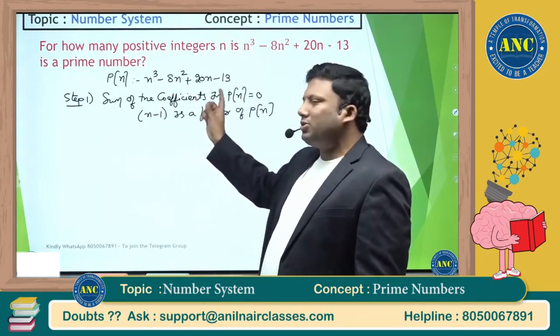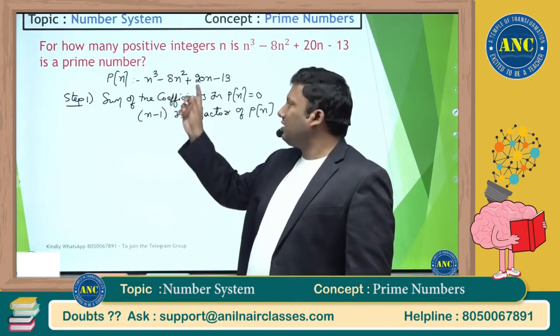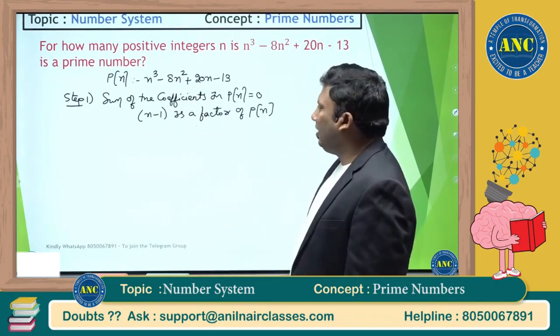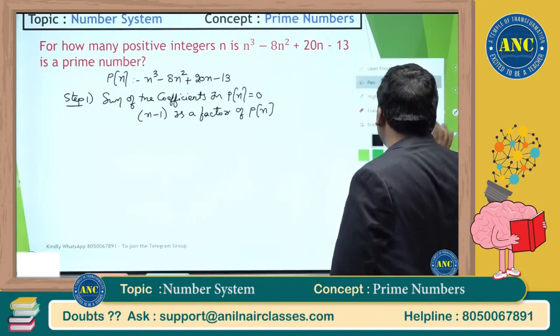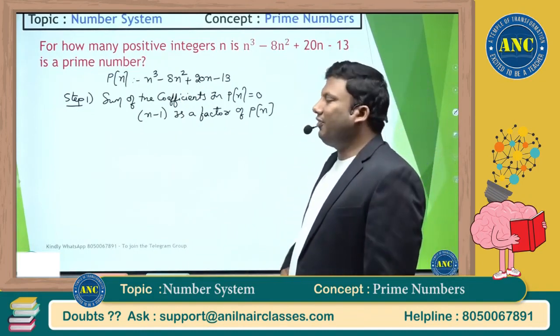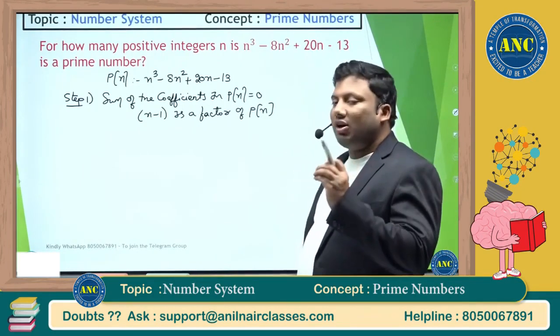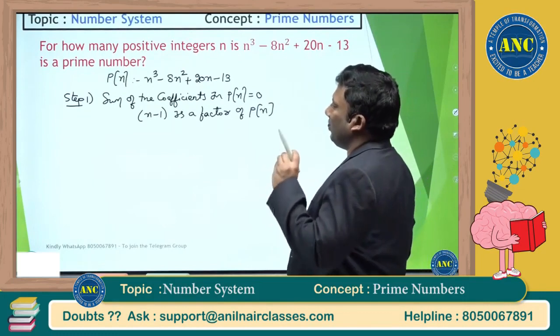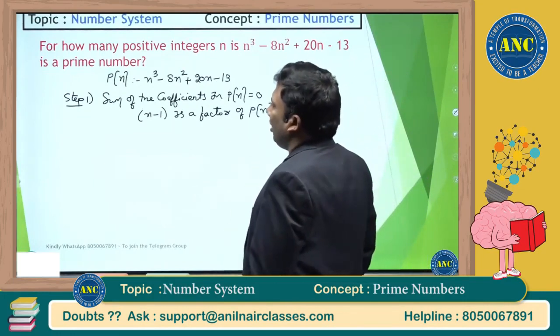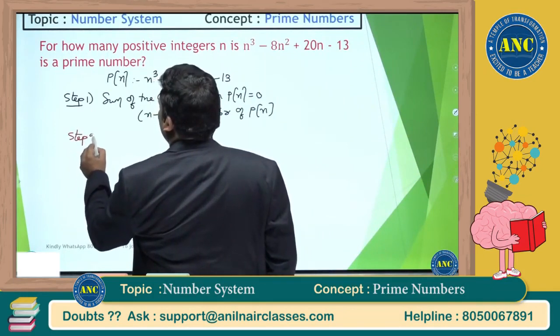Wherever n is there, substitute 1. The sum will become 0: 1 minus 8 is minus 7, 20 minus 7 is 13, 13 minus 13 is 0. If the sum of the coefficients in P of n is equivalent to 0, then n minus 1 is a factor of P of n. Now, how to find the other factors? Listen carefully to step number 2, sir.